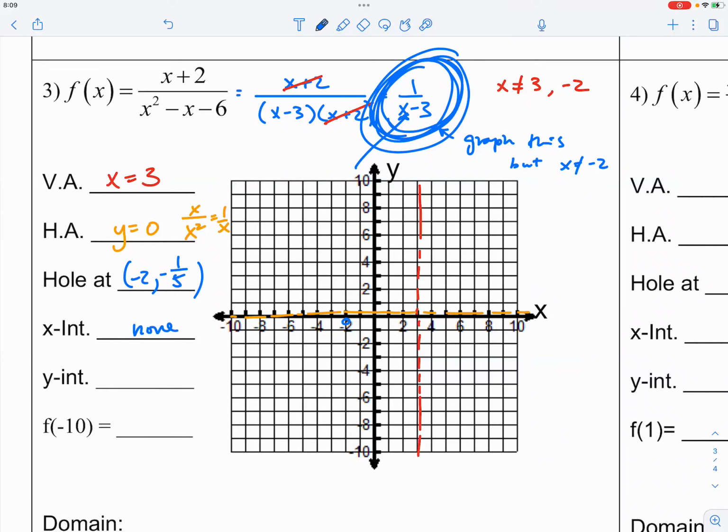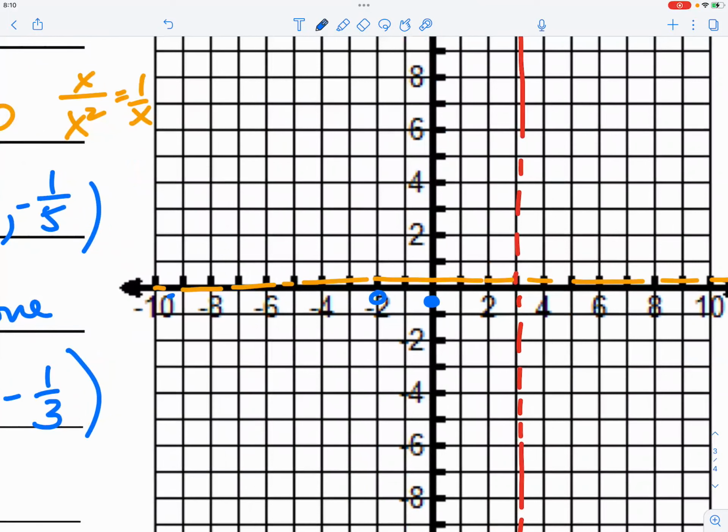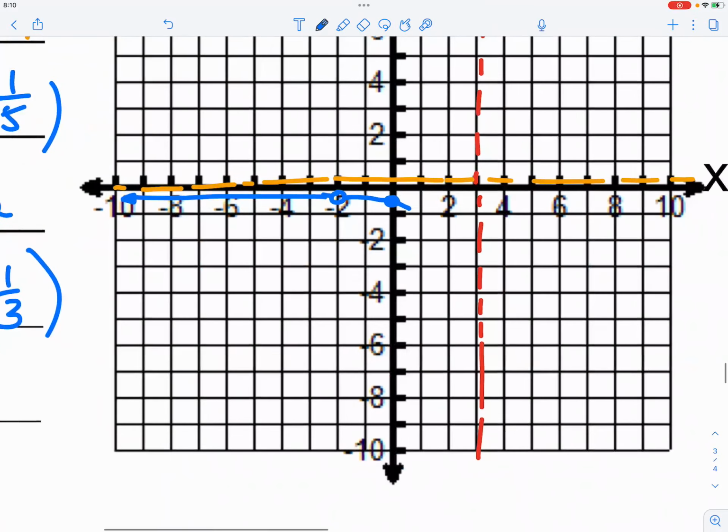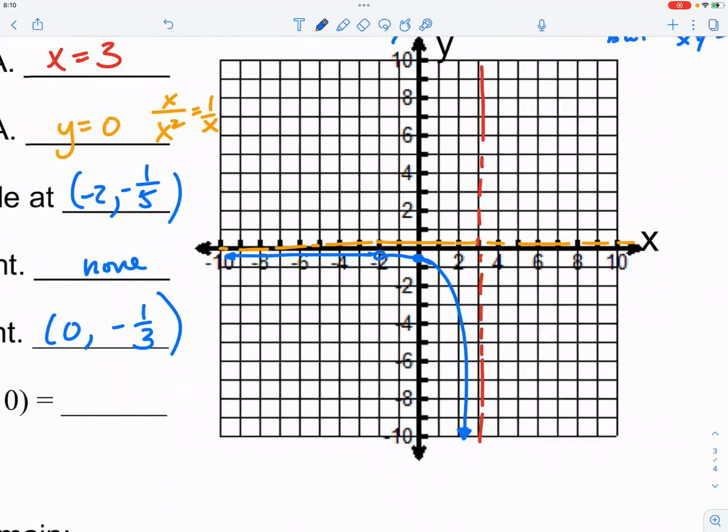Do we have a y-intercept? That would be 0 comma -1/3. So it will be right here. So in that case, I'm going to connect the dots like this. It's going to plunge to the negative side of the vertical asymptote.